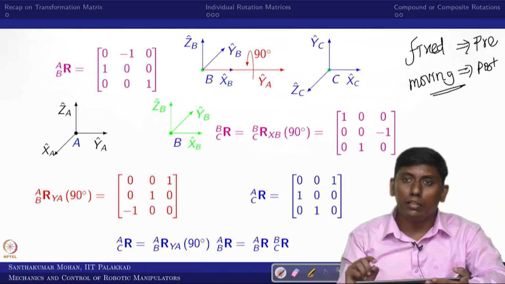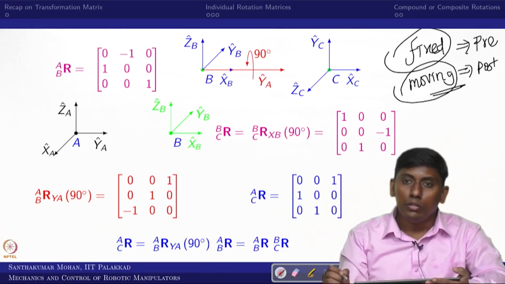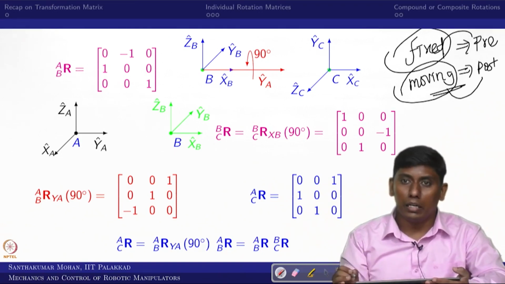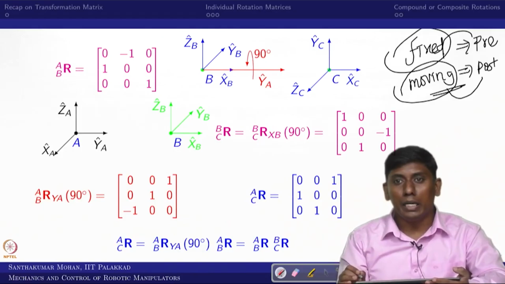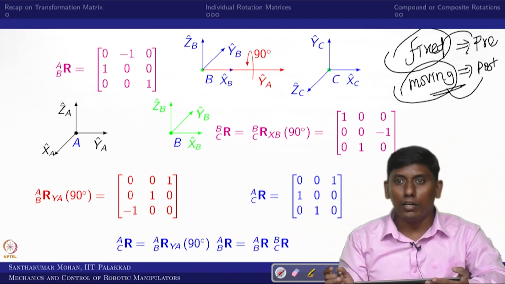So right now you are clear on why we are doing a fixed rotation and why we are doing the moving rotation as post and pre multiplication, right? And why we are going with the compound rotation, you must also be clear. In that, two of the representations we are going to see: one is Euler angles, the other one is Cardan or Bryant angles.